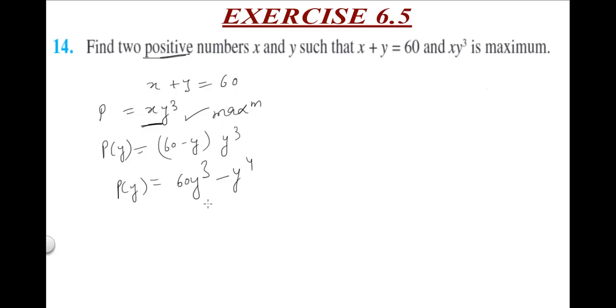So you may get more than one value. You have to check at which value your second order derivative is coming as negative. That particular point will be the point of maxima. And then you can find out the two numbers. Clear? Let us start with another question.